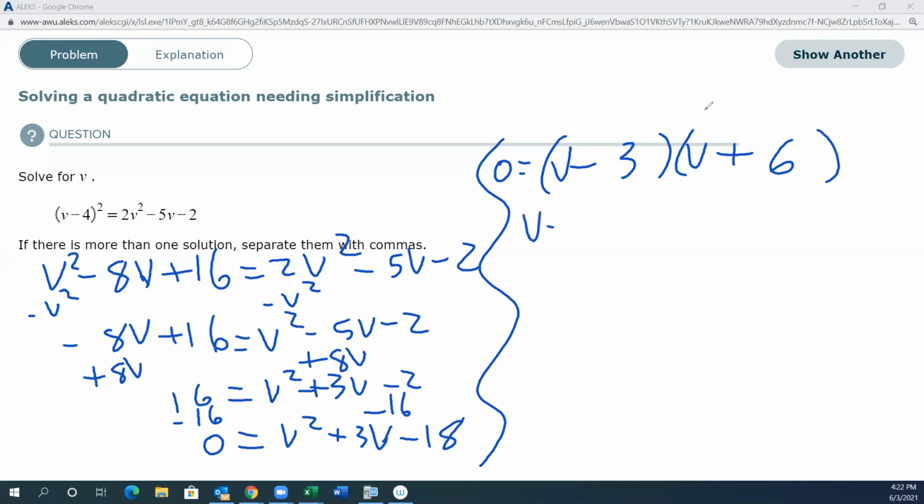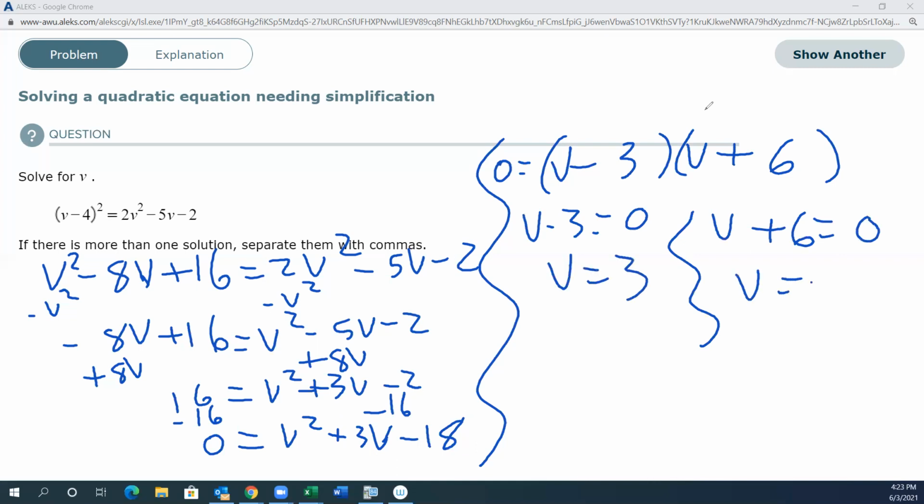So now I can set each factor equal to 0. And when I do, I get 3 and negative 6. And that's how you do those. Okay, so the only difference is you gotta multiply this stuff out, and then you've got to get everything on one side, combine like terms, so you end up with the 0. And then it's like the preceding problems.